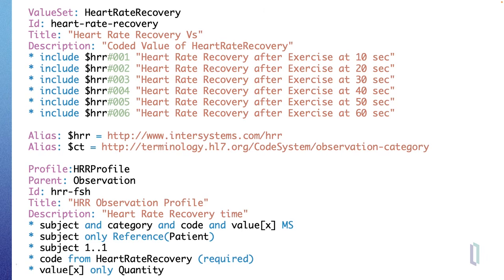Our profile is going to use as the parent resource the observation resource. We're going to give it an ID, HRR.FSH, and then a title and a description, and then some rules. And we're going to go into these rules one by one.